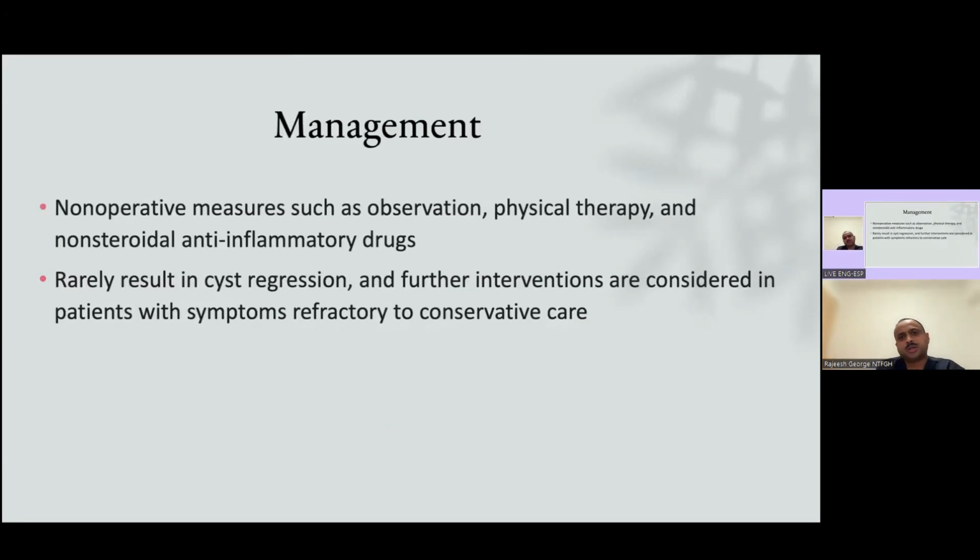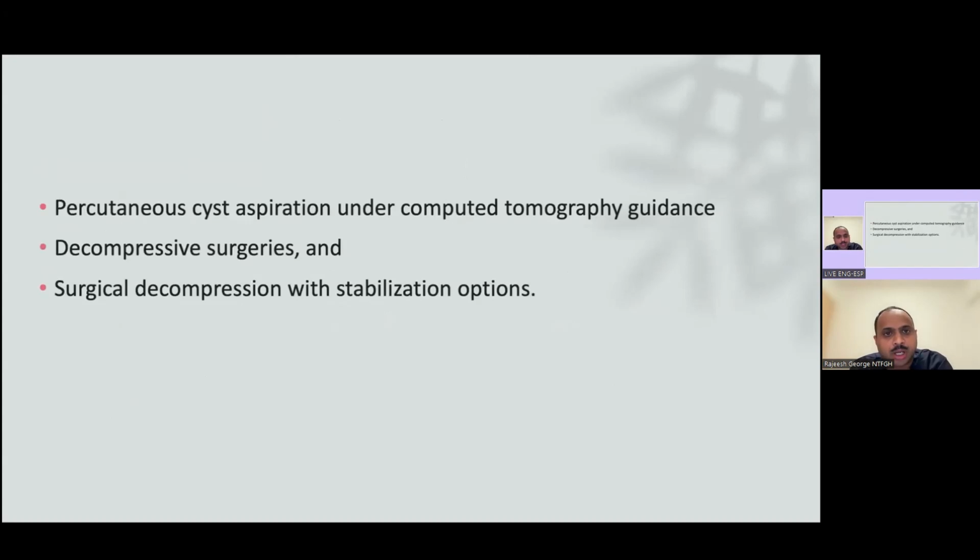The management of the cyst, you have basically two types. Your non-operative management, which is observation and physical therapy, but rarely it results in cyst regression. Usually these things are conservative care. When you come to the operative types, especially with facet cyst, one is percutaneous aspiration, the other is simple decompression, and then decompression with stabilization of fusion.